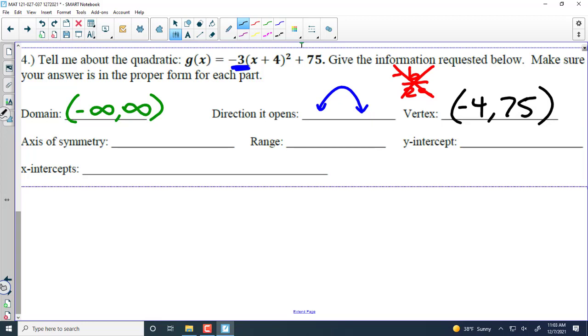I don't care what kind you're dealing with. Once you get that vertex, you do get the axis of symmetry for free. You just need to remember that it's not a number. It is an equation, and it's a vertical line. So it's x equals -4.